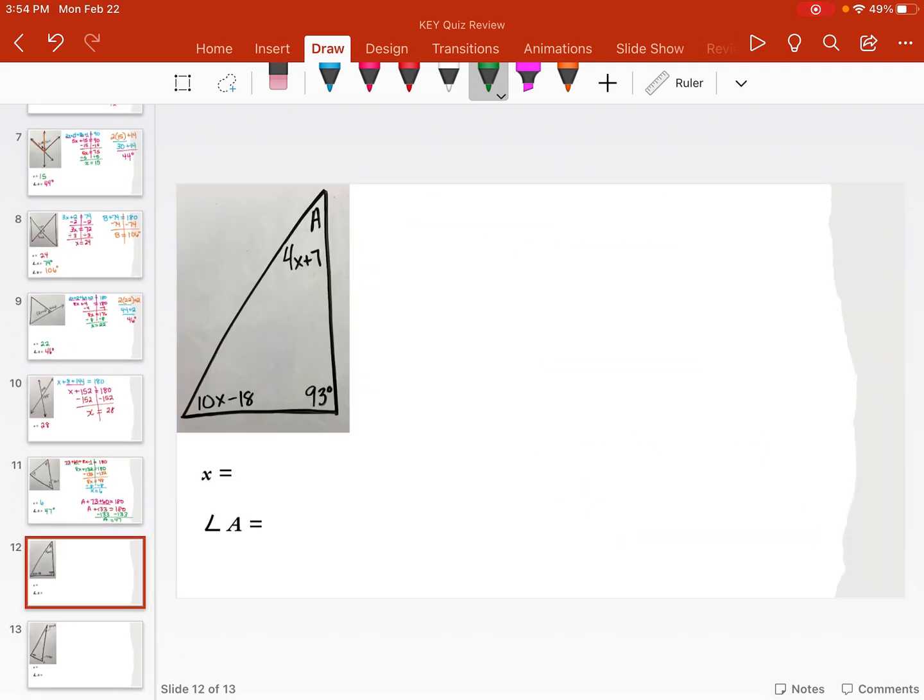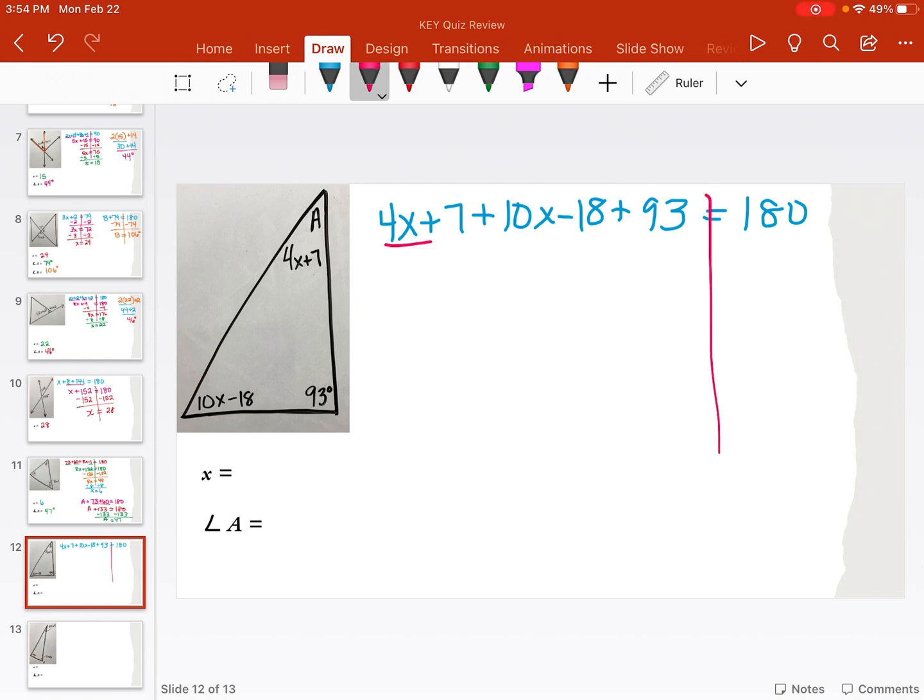Just 2 more. Okay, here's another triangle. Again, triangles add up to 180. This one's got 2 equations, so it's a little trickier than the last one, but we can still handle it. So we have 4x plus 7 plus 10x minus 18 plus 93. All of that equals 180. Start by combining some like terms. So 4x plus 10x is 14x, plus, and then I have 7 minus 18 plus 93, which gives me 82. All that still equals 180.